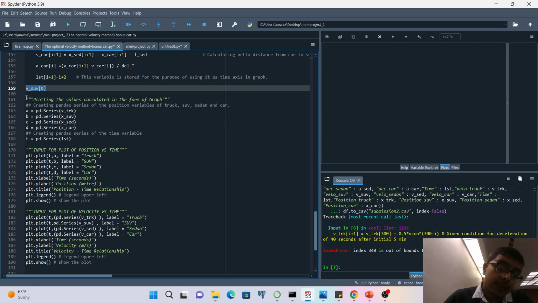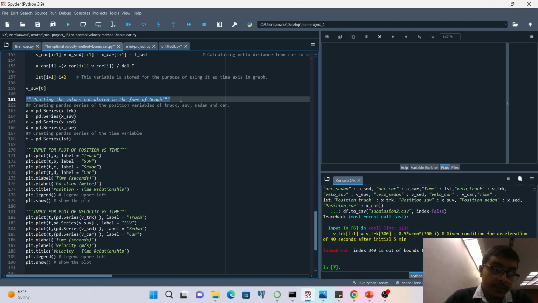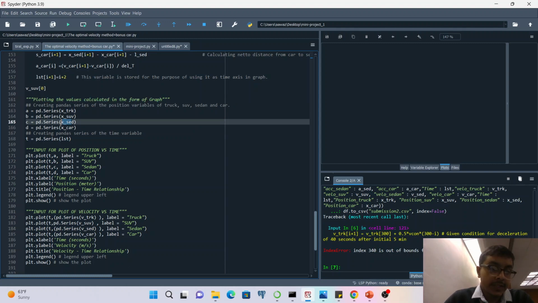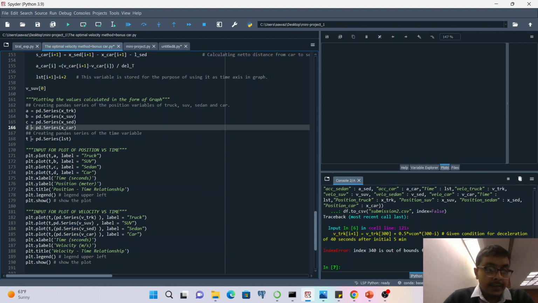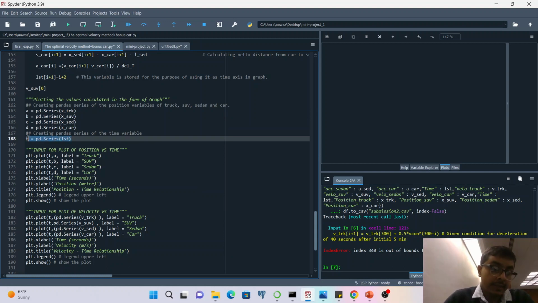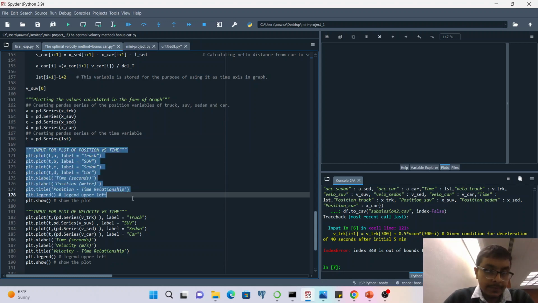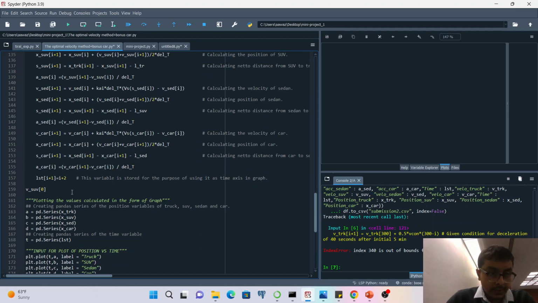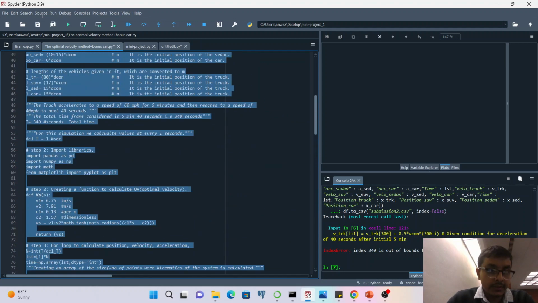Now we are moving on to the part that plots the values by using matplotlib. For that we need to have pandas series, so we are converting those arrays to pandas series. For the position of truck, SUV, sedan and car, we assign the variables A, B, C, D, and T is, again as I said just before, the time. And this is the code that we actually let's run and see what's the output.